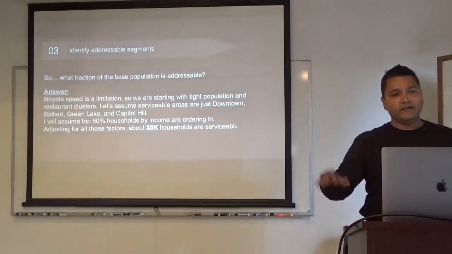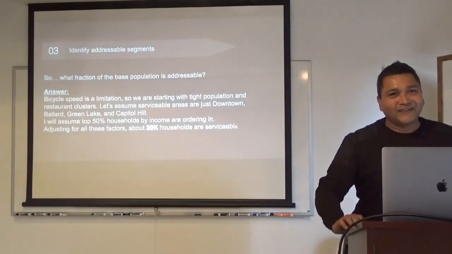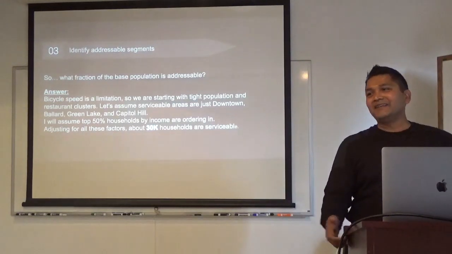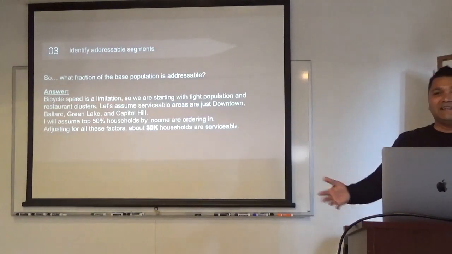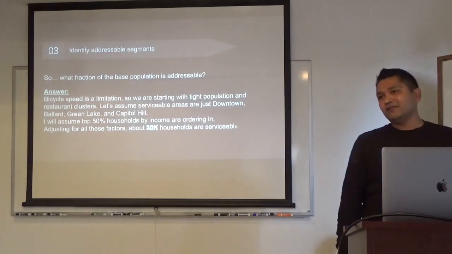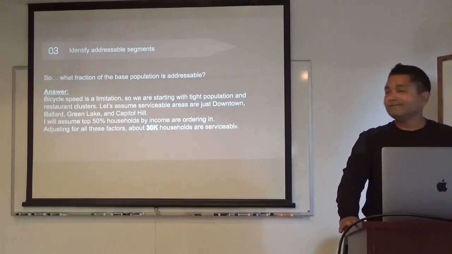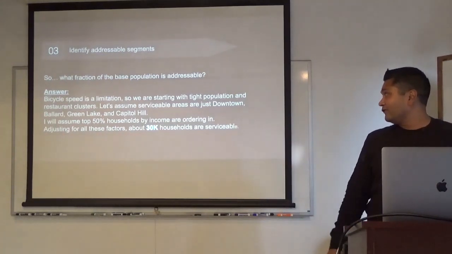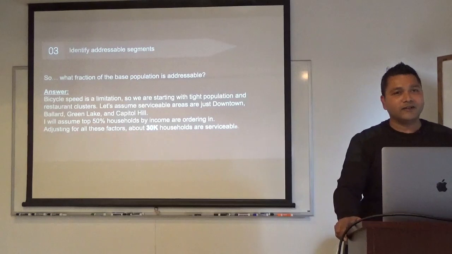And some of you are saying, hey, my area is not here. I'm like, sorry, but these are the 4 that I thought of. You can add more if you want, but you get the general idea. I said these are the areas I can think of where it would work. And let's assume 50% of the households here are ordering in all the time. So adjusting for all these, 30,000 households are now my target segment.